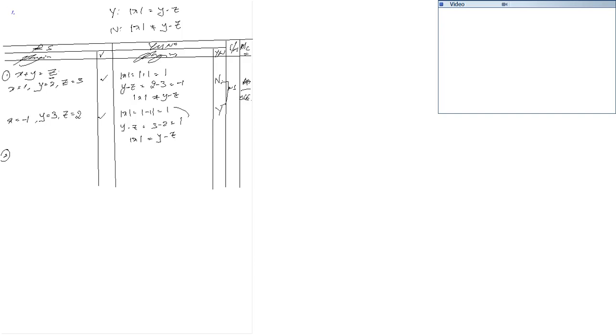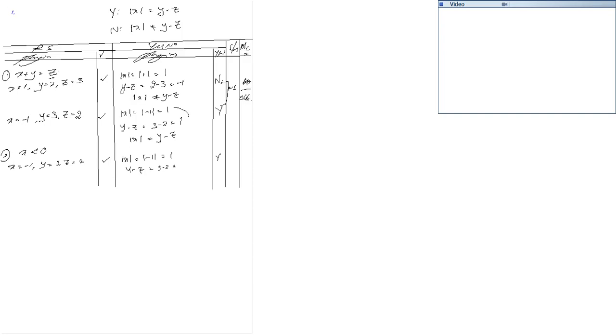What does the second statement say? X is less than 0. I have some values here already. X is equal to -1, Y is equal to 3, Z is equal to 2. Fact statement happy. I'm getting a yes for that, right? Because in this fact statement, I just wanted X to be negative, which is there. So it is happy. So I'm getting a yes. Can I get a no?